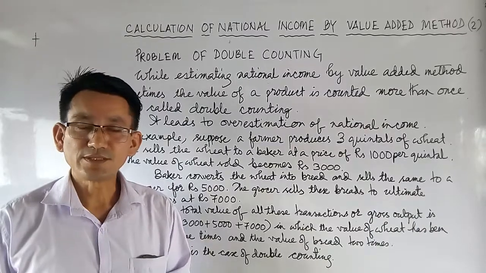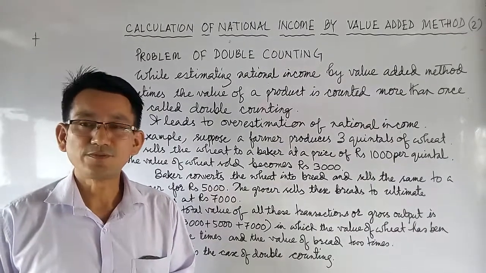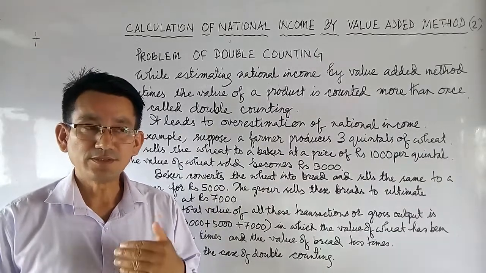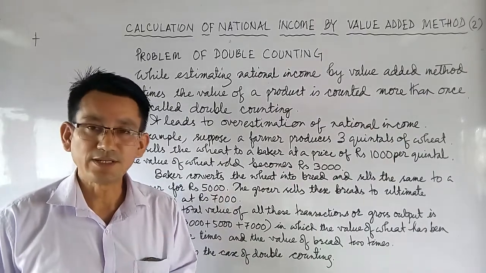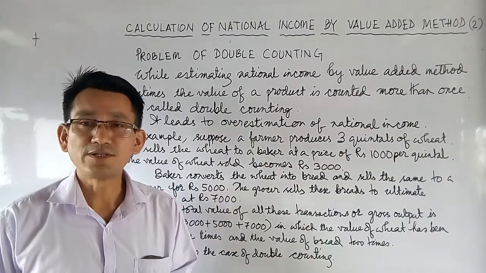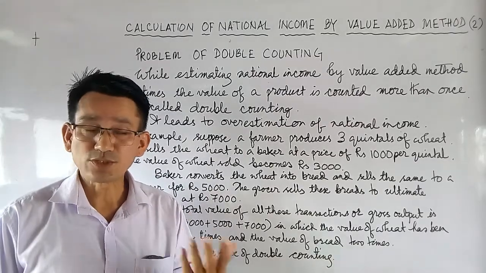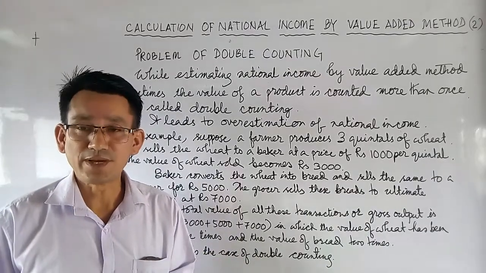So in the previous class, we discussed the methods and steps of the calculation of national income by the value-added method. Today, we will go through some more topics on the value-added method, such as the problem of double counting, how to solve the problem of double counting, and what items are to be excluded and included in the calculation of national income by the value-added method.